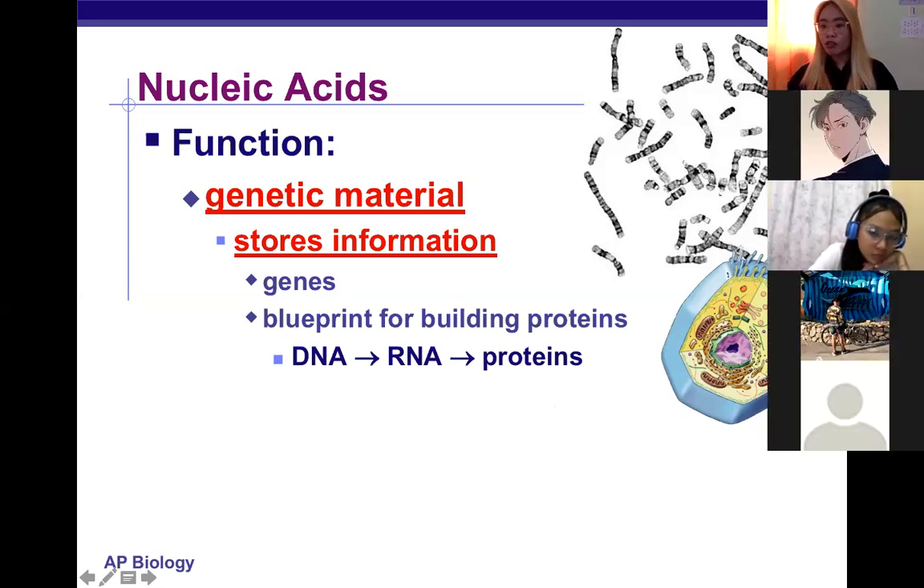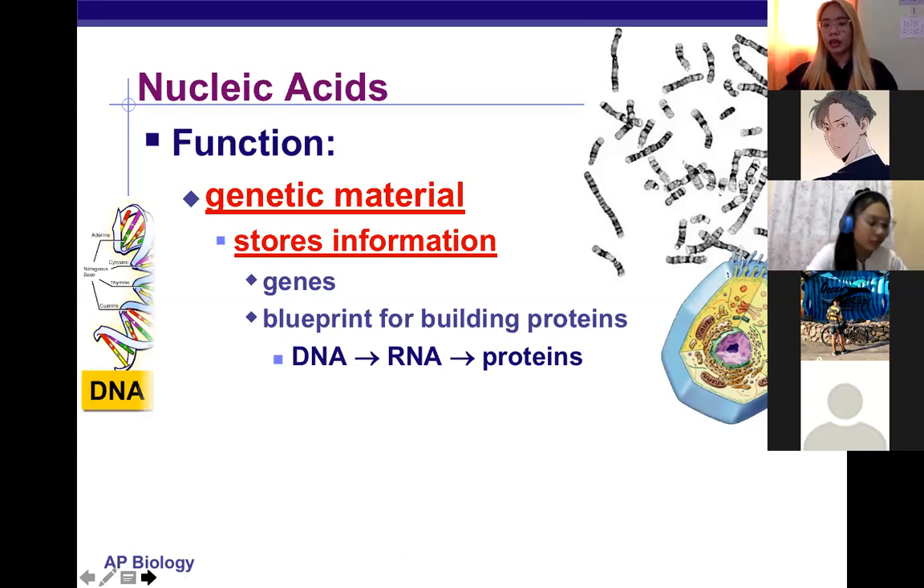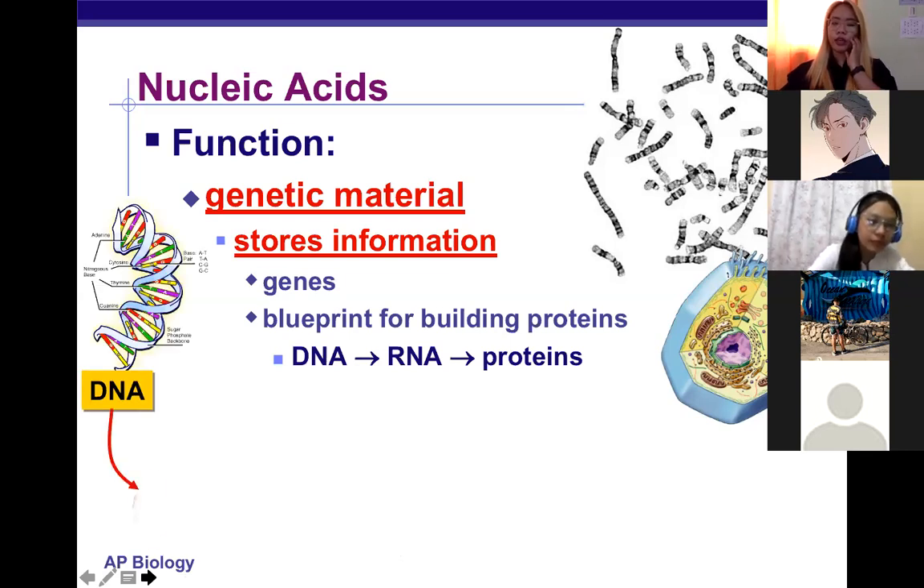Tapos pag nagawa na yung amino acid, ipapackage na siya ng Golgi apparatus. Tapos yung Golgi apparatus ang magdi-distribute or magpapadala, mala-ninja van, nitong mga amino acids into the different parts of the cell and the different parts of the body where these amino acids are needed. Okay, so we will talk in detail about these processes probably next week.